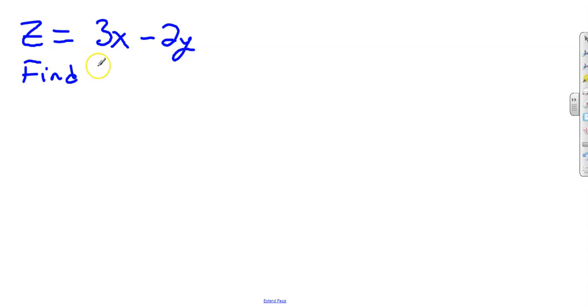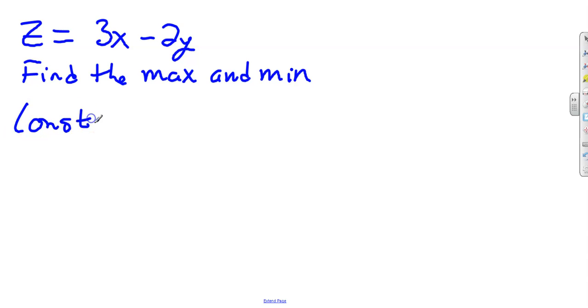That they're going to give you, instead of giving you the graph that's here, they're going to give you your z function, your objective function. And same thing, find the max and find the min. And then instead of giving you the graph, they give you the constraints.